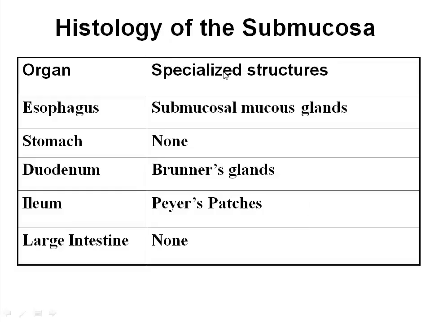Then if you want to see what specialized structures are present in different organs of the digestive system: in the esophagus, you will find submucosal mucous glands are present. In the stomach, there are no specialized structures as such. In the duodenum, there are Brunner's glands, the mucus-producing duodenal glands. In the ileum, we see the large lymphoid nodules called Peyer's patches. In the large intestine, no such modification is there.